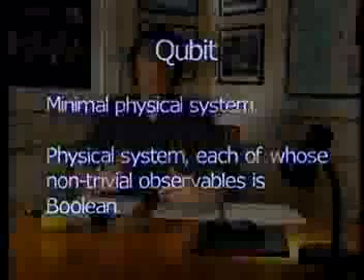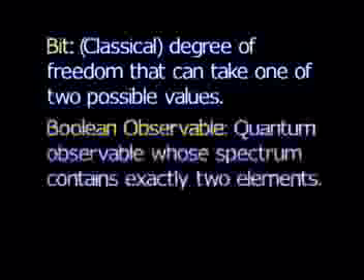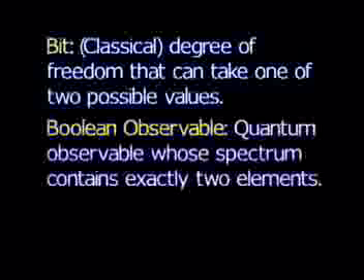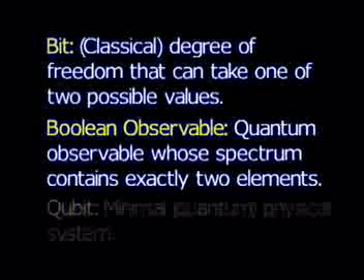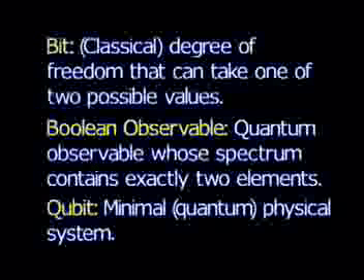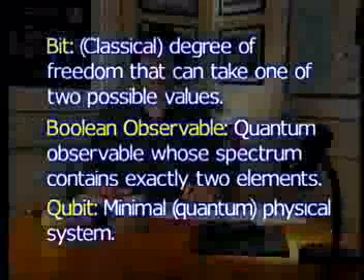Bear in mind the difference between a qubit, a Boolean observable, and a bit. A bit is a degree of freedom that can take one of two possible values. A Boolean observable is the quantum generalization of that. In any one universe, it resembles a bit, but it can take two different values simultaneously in different universes. A qubit is a physical system, a minimal physical system that contains Boolean observables. And I'll describe several such systems in future lectures.